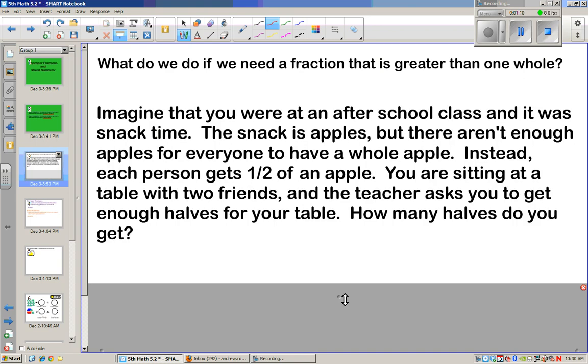Imagine that you were at an after-school class and it was snack time. The snack is apples, but there aren't enough apples for everyone to have a whole apple. Instead, each person gets one half of an apple. You are sitting at a table with two friends, and the teacher asks you to get enough halves for your table. How many halves do you get?